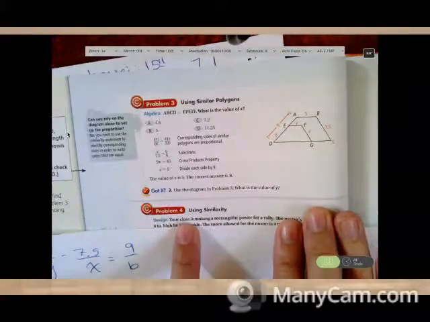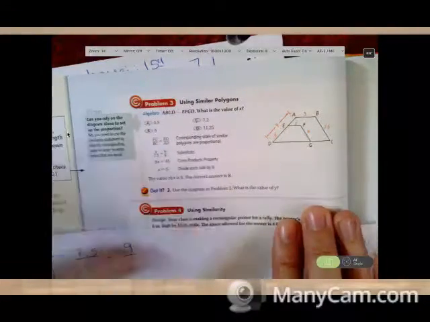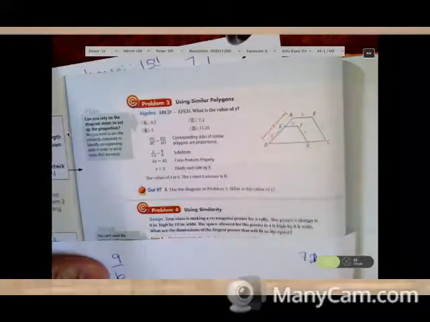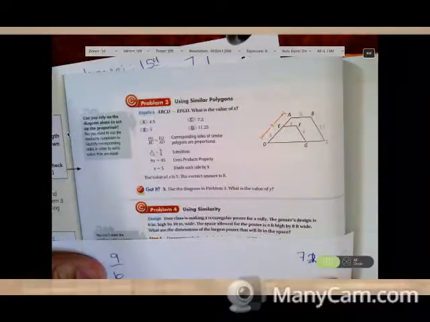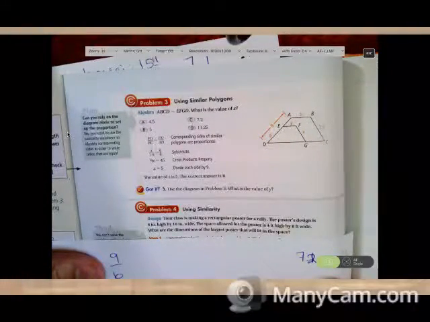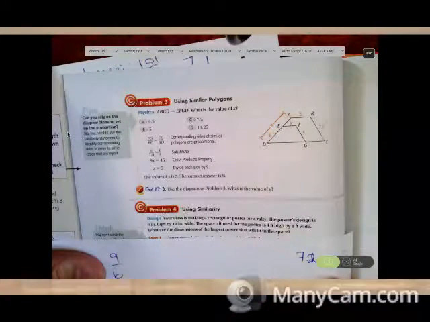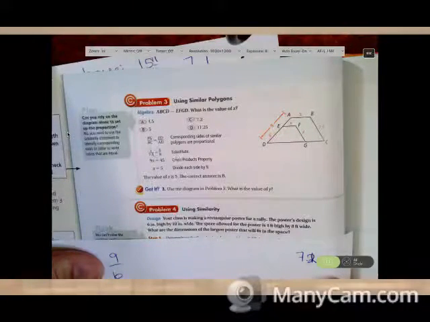Alright, so try got it. They want to know what the value is of y. Alright, problem 4. Your class is making a rectangular poster for a rally. The poster's design is 6 inches high by 10 inches wide. The space allowed for the poster is 4 feet high and 8 feet wide. What are the dimensions of the largest poster that will fit in the space?